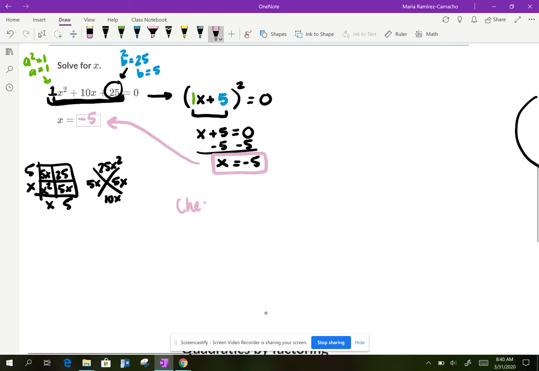If we want to check, x plus 5 squared equals 0. If you put a negative 5 in here, that is going to give you 0 squared. 0 times 0 is 0. So this works. You don't have to check your solutions every time, but it's a good habit to have.